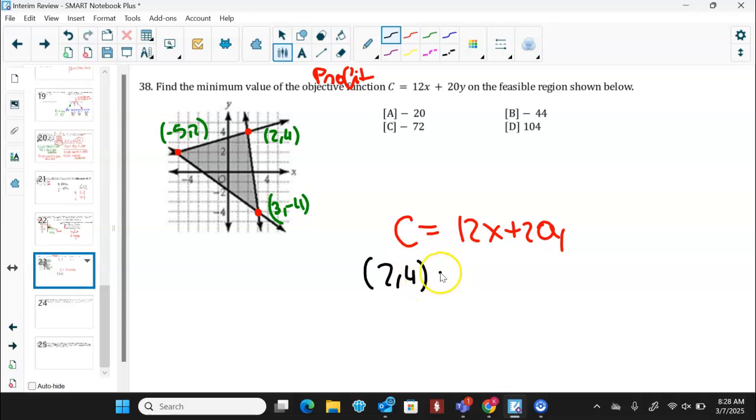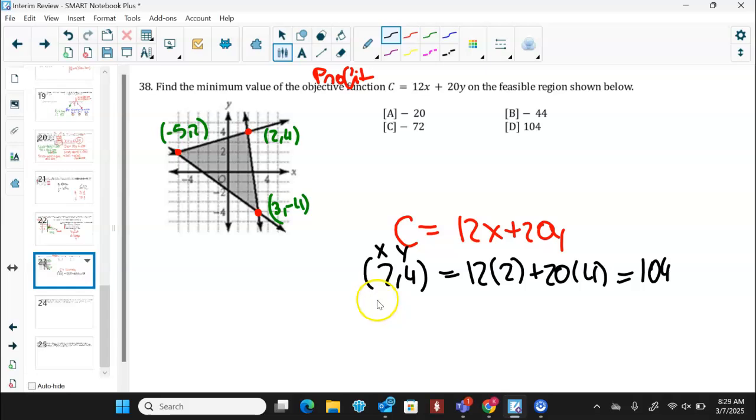So 2, 4 is going to be, this is your X and this is your Y. So we're going to plug in 2 for X and 4 for Y. So that is when we're going to get 12 times 2 and then 20 times 4. Together we're going to get 104.